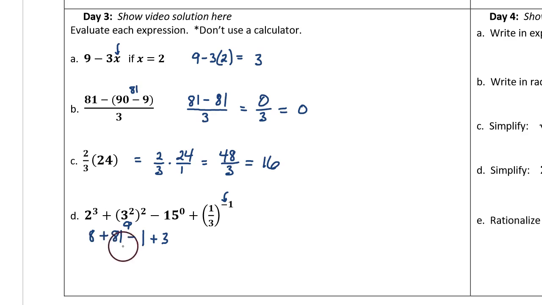So here's our new expression. 8 plus 81 is 89. Minus 1 makes 88, and then add 3 makes 91.